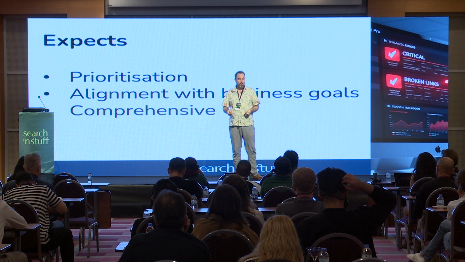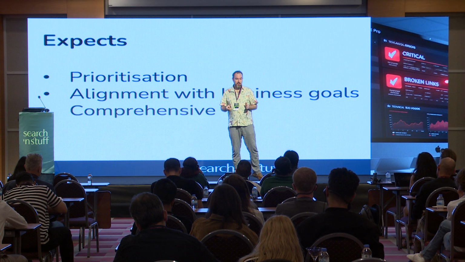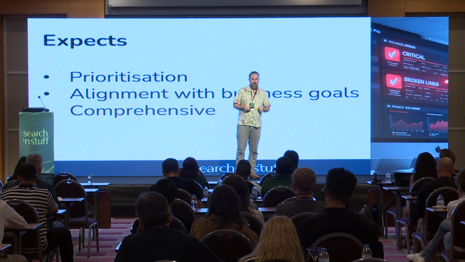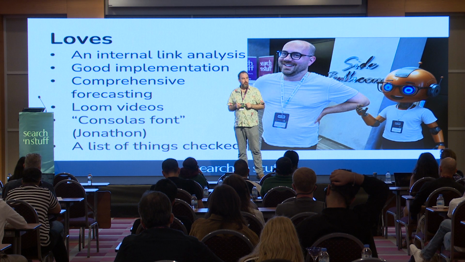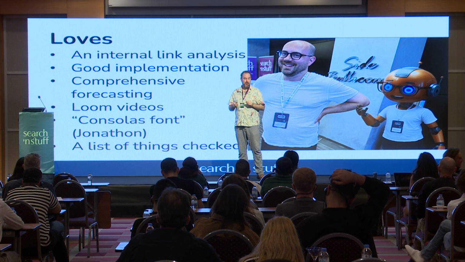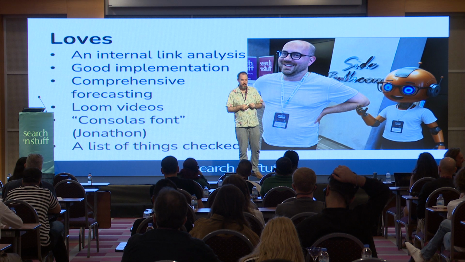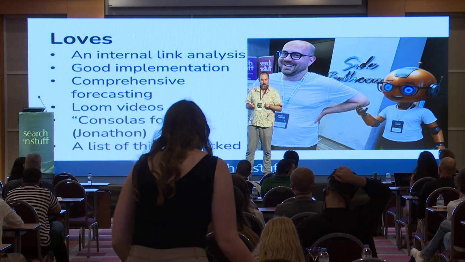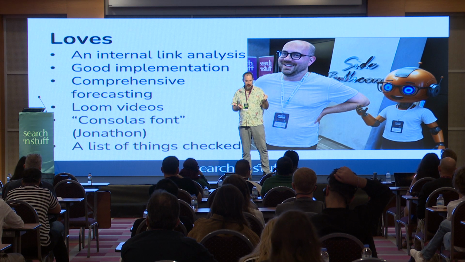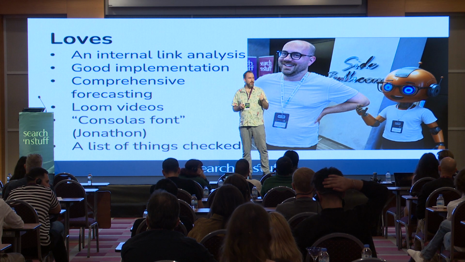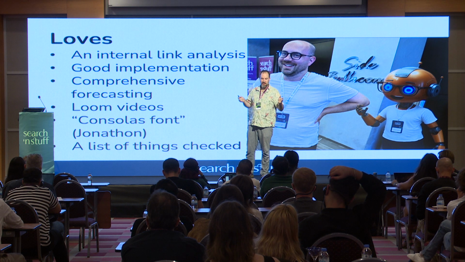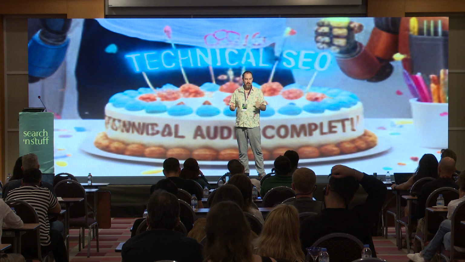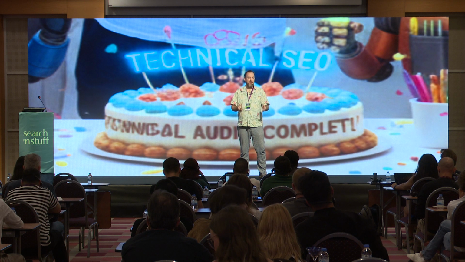The other thing people say is they expect prioritization. They want alignment with business goals, which is really important, and comprehensive. And what people really loved was an internal link analysis. They wanted good implementation and comprehensive forecasting. One person loved Loom videos, and Jonathan put in Consolas font. I've never known anybody have a font preference in their audits before. But yeah, it's basically a list of things that you checked. And that's basically it. Technical audit, how I start it, go about it, and get stuff done.